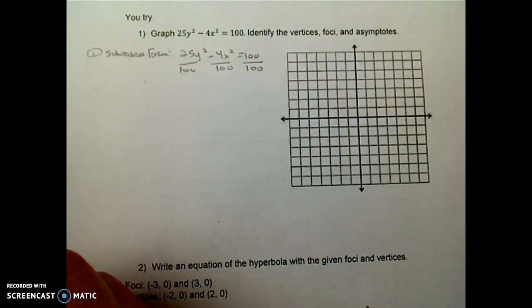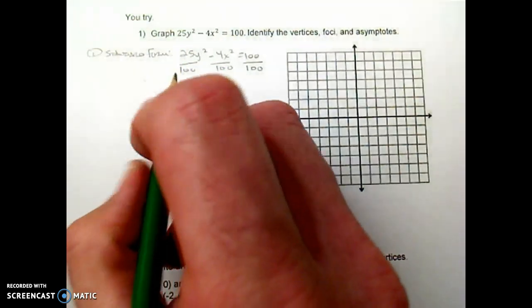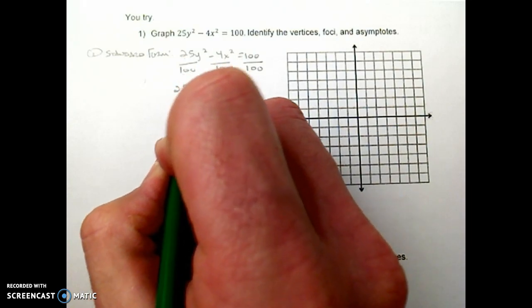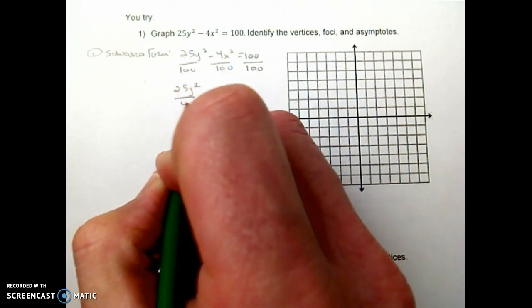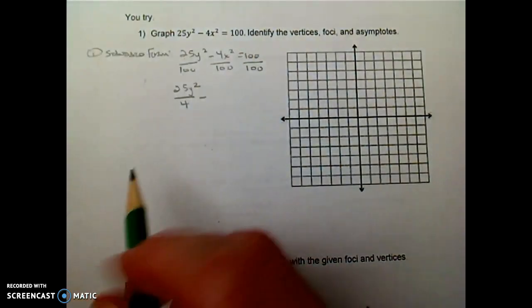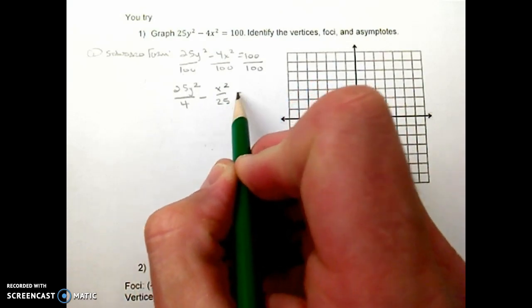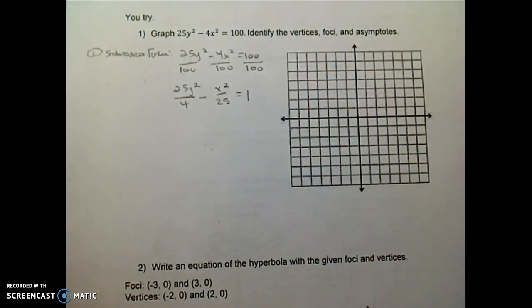25 and 100 have a common factor of 25. If I divide that out, 25y squared over 4. 4 and 100 have a common factor of 25. x squared over 25 equals 1. So now I've got my hyperbola in standard form.